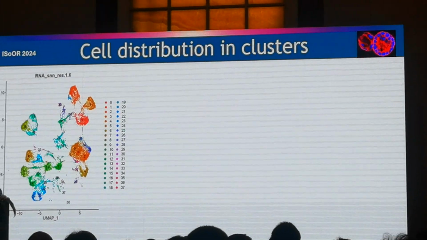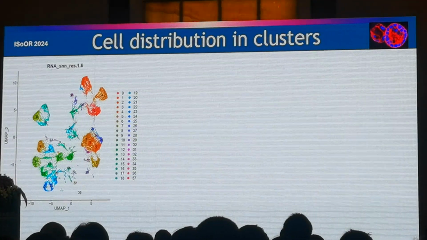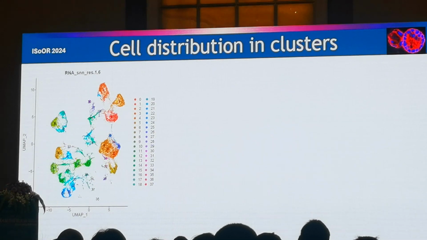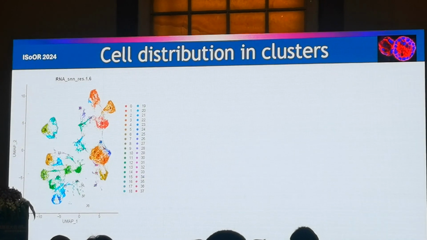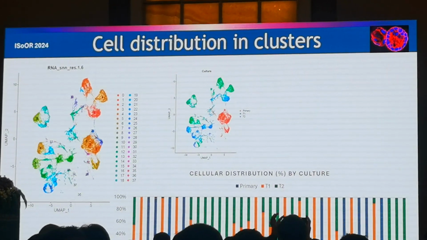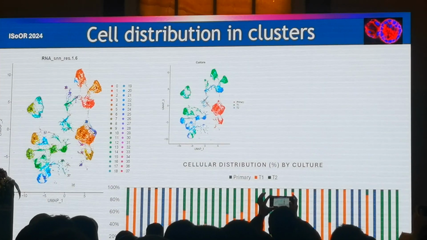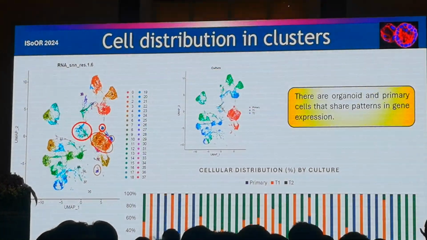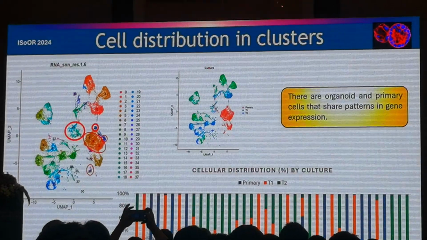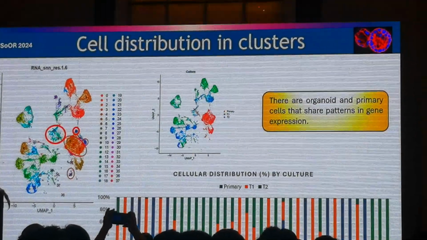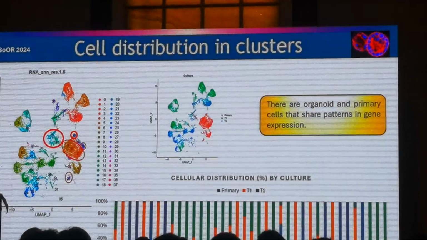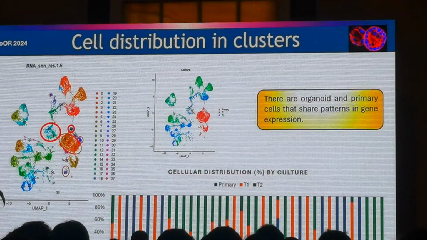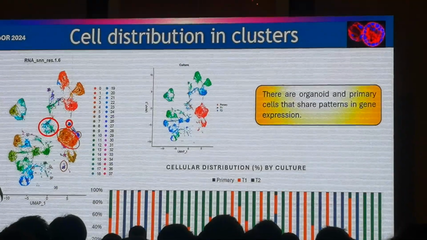So then if we look at the cell distribution, we can make different clusters, and this depends only on the gene expression, independently of the sample or the culture. And then if we compare these clusters with the origin of the culture, we can see that some of the clusters have cells coming from the primary cells, but also from the organoids. So this means that some of the cells in the organoids express gene expression patterns that are similar to the primary. It's just that they are so few that you cannot see them at first look.